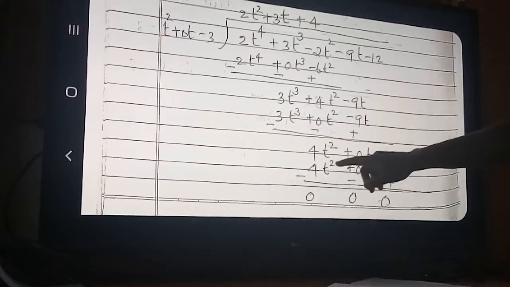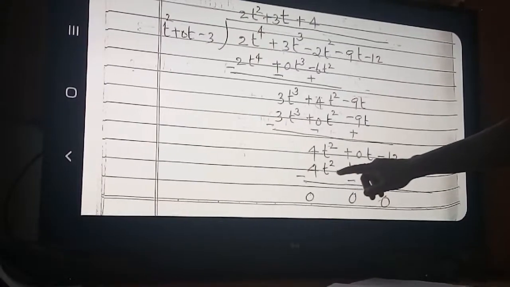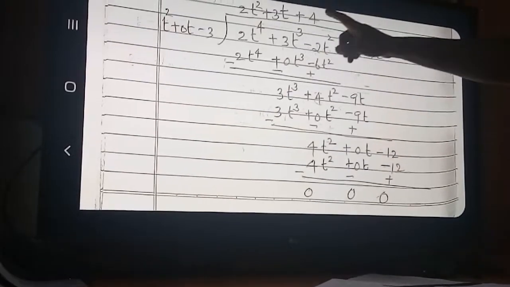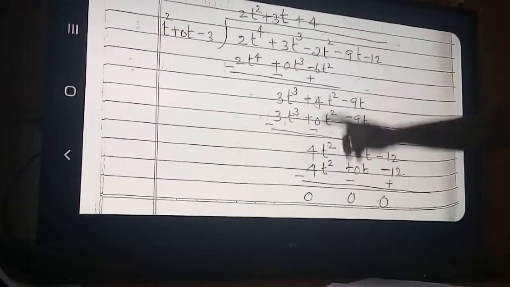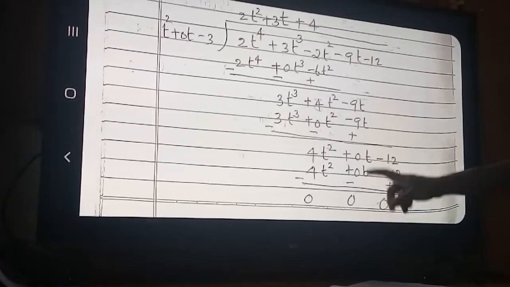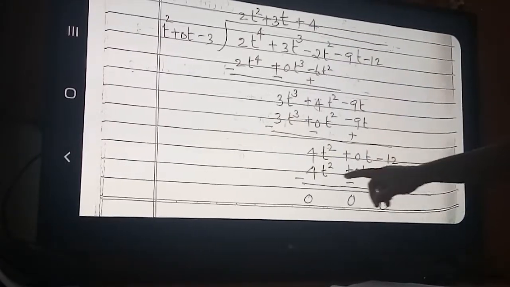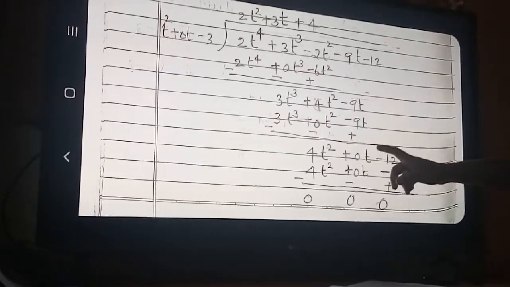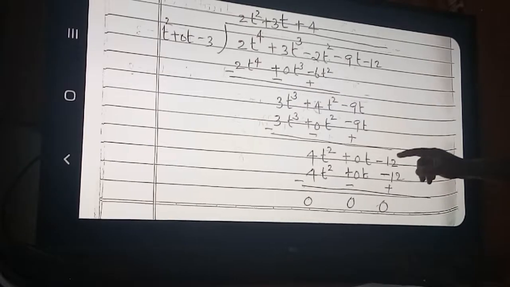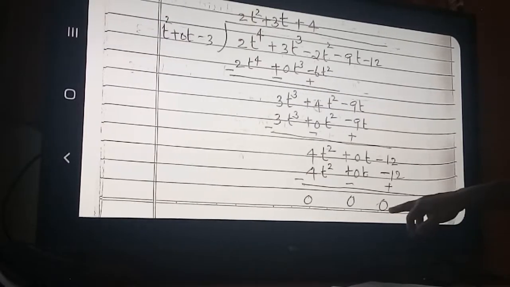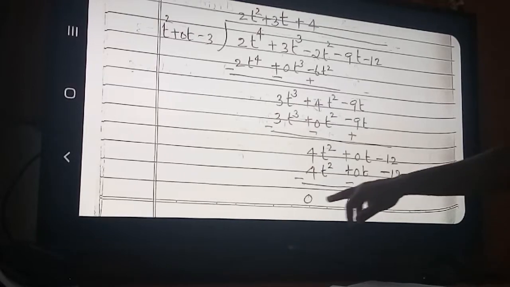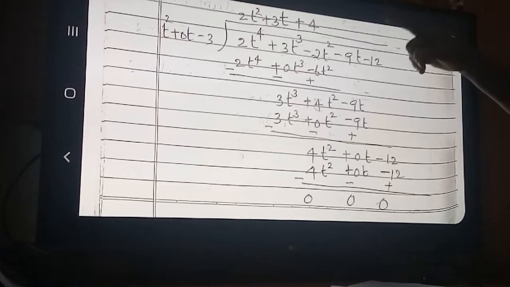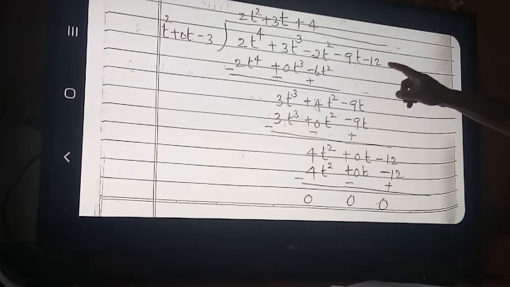So first term by first term what getting? 4. Therefore 4 into t square, 4t square, 4 into 0t, 0t, 4 into minus 3, minus 12. So change the sign and add them. 4t square minus 4t square 0, 0t minus 0t 0, minus 12 plus 12 0. So here you got the remainder 0. Here you can see remainder is what you got, 0. If remainder 0 got, the meaning is that t square minus 3 is a factor of this polynomial.